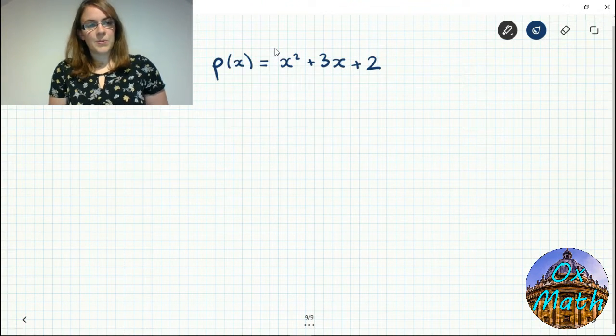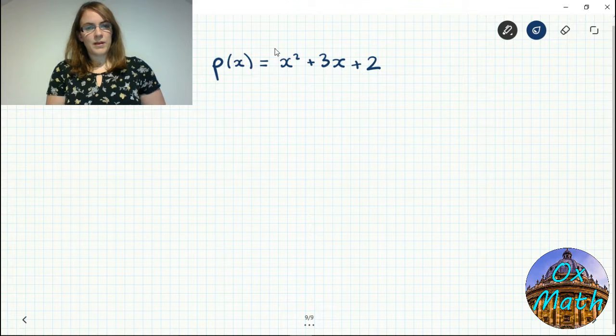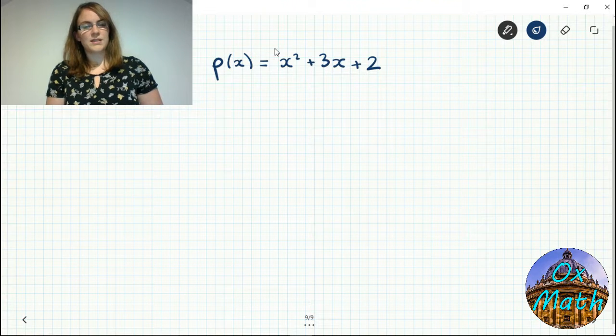So let's start simple to see how it works. I've got a polynomial which is a function of x, and my function is x squared plus 3x plus 2, and we want to factorise this. Now, if you know how to factorise quadratics, you can probably just do this, but we're going to look at how to do it using the factor theorem to see how it works.